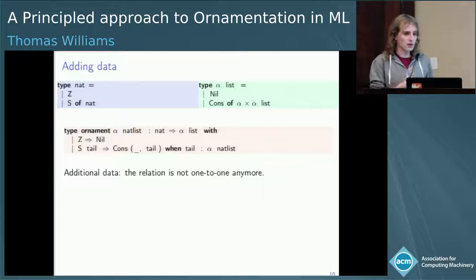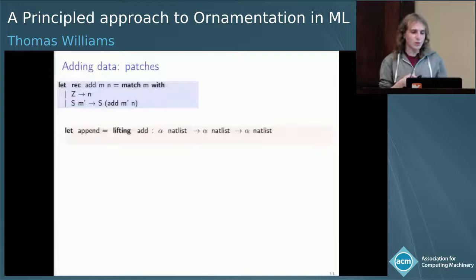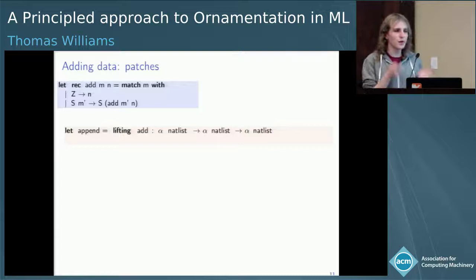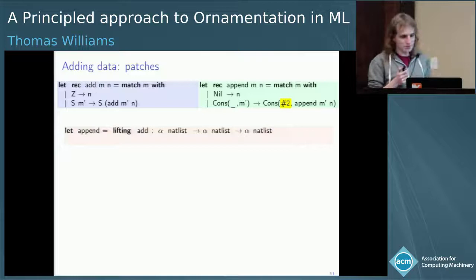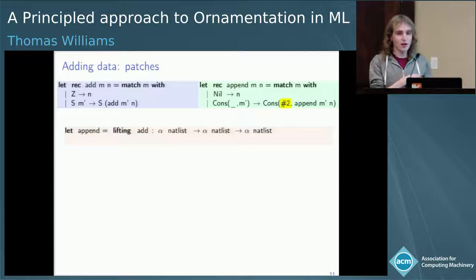What's different is that the relation is not one-to-one anymore, so we have this pattern that matches a lot of things. So what happens when we try to transform a function? We start from addition, and if we ask for its lifting, we can imagine that it will give something that looks like append, because it's roughly the code of append. So we ask for the lifting, and we get this code. It looks like what we want to have, except that there are some missing parts there, because the coherence property doesn't specify anything about this, because it doesn't talk about the part that we added to the ornament.